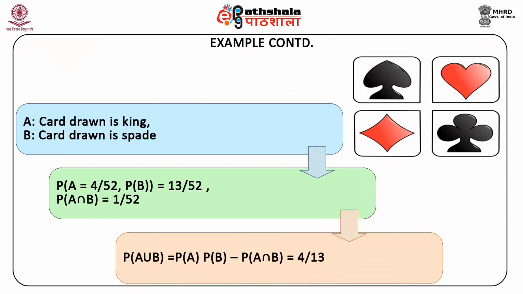Probability of A union B is equal to probability of A plus probability of B minus probability of A intersection B. This is equal to 4 by 52 plus 13 by 52 minus 1 by 52, which is further equal to 16 by 52 and equal to 4 by 13.